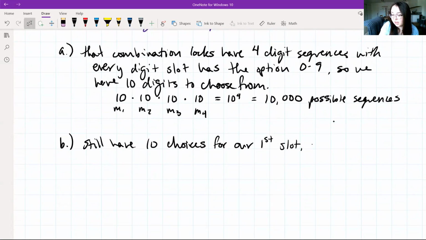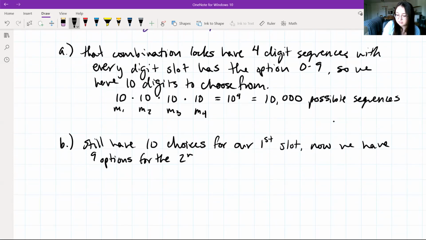So now we have 9 options for the second.